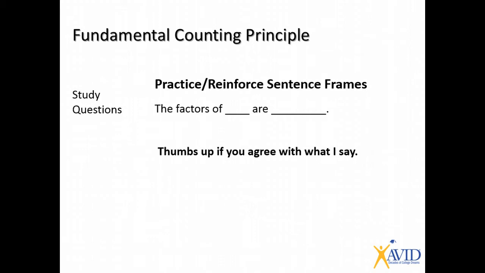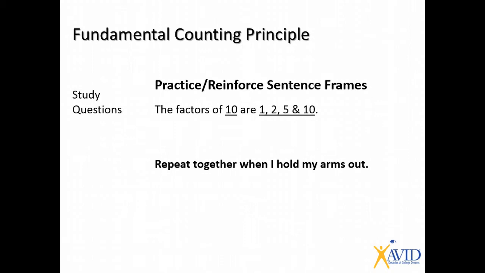You could also go around the room and have the students pick different numbers and say all of their factors out loud. But the main key is to have each student read the entire sentence frame, filling in the appropriate numbers, and have the rest of the class put thumbs up if they agree or thumbs down if they do not agree. So here's another sentence frame that's already filled out.